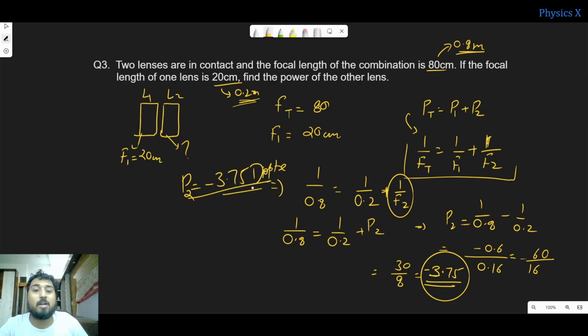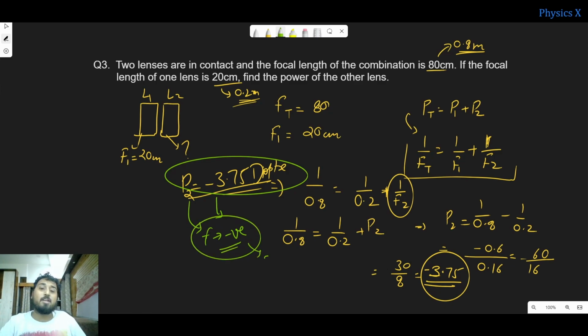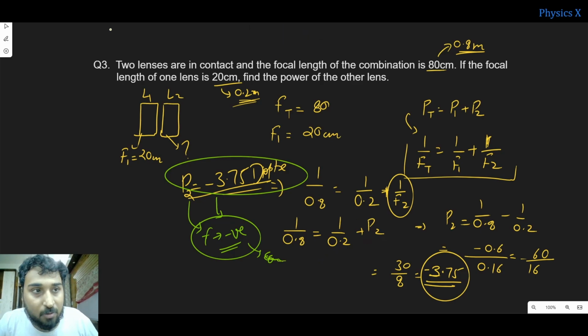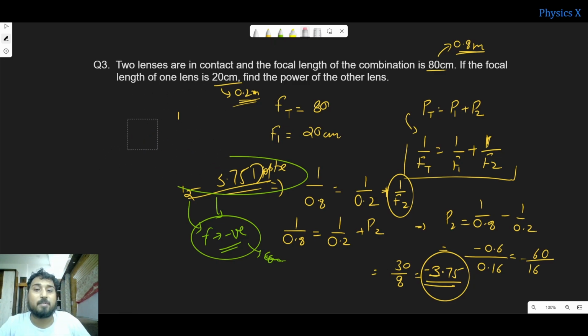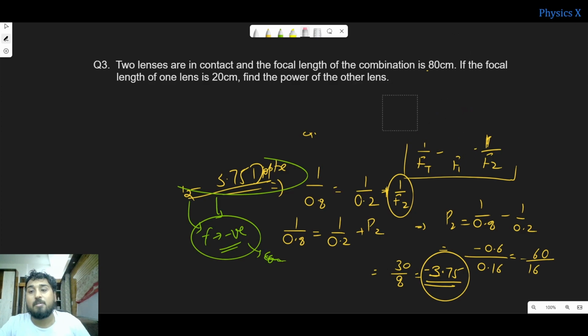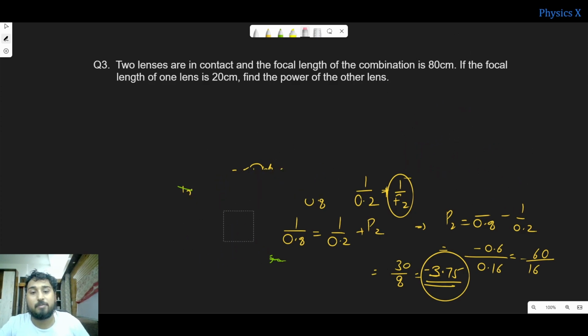So can you comment on the type of lens? The power is negative in this case. Negative means the focal length of this lens is what? Negative. So the focal length of this lens is negative. It means it is a concave lens. Suppose he would have asked to mention this type of lens also. So which type of lens it is? It is a concave lens. So that is the meaning. Right. So this is how you solve a power question.